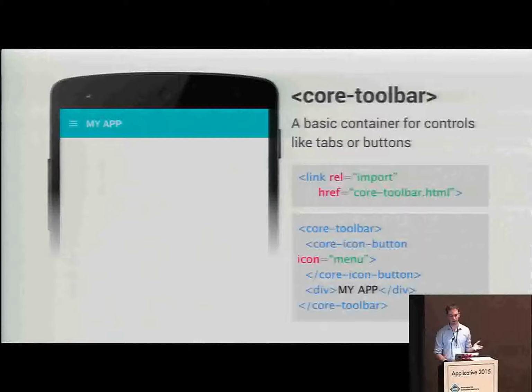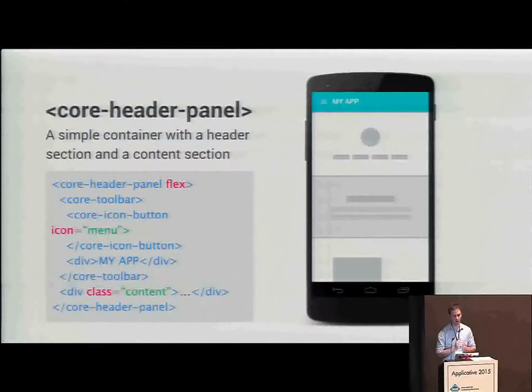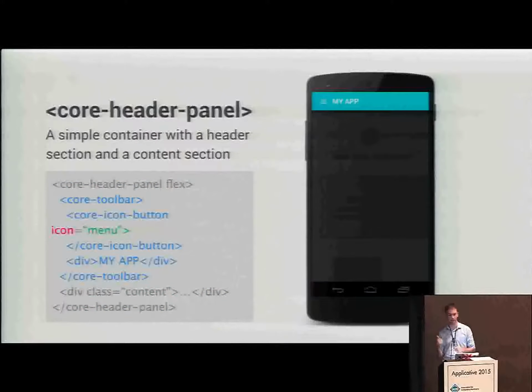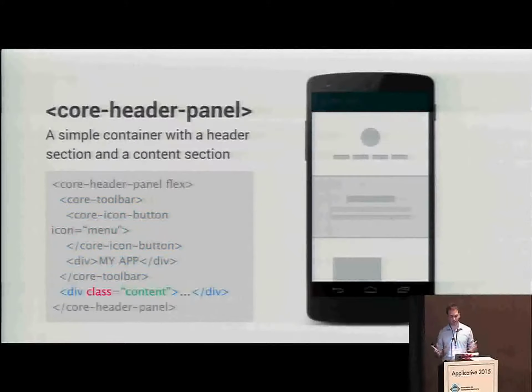So that's relatively straightforward. What if I wanted to get a little more complicated with my layout? What if I wanted a header panel? A header panel is where I have something on top and then I have content underneath. So I've got my toolbar, which I created in the previous slide. I put that as my header, and then as my body, I have a content block with some elements inside of that. I can put those both inside of a core header panel, and I get this layout. It keeps my header, my toolbar, at the top, and then I've got content underneath.